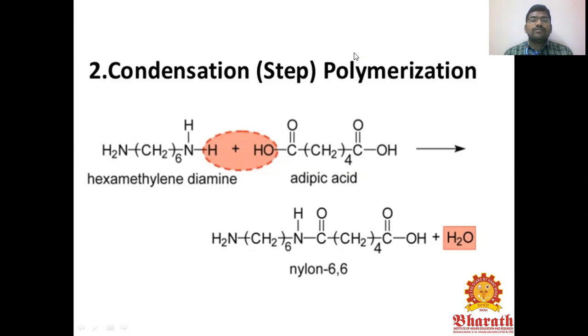In the acid group, one of the OH groups is attached to the hydrogen of the NH2 group, forming condensation with the release of a water molecule, to form nylon 6,6 with the amide linkage: NH2 (CH2)6 NH CO (CH2)4 COOH. This is how you form nylon.